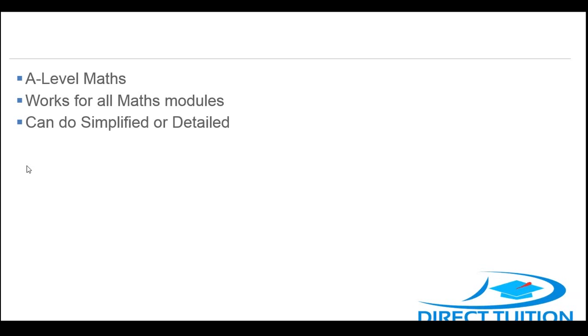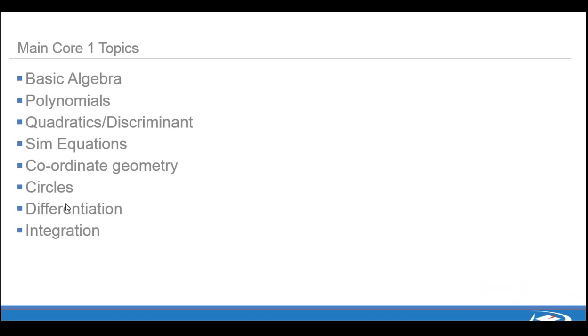If we analyse the Core 1 AQA syllabus, there's a number of topics we can break it down into. If we break it down to about 8 to 10 topics, I did that earlier and came up with these: basic algebra, polynomials, quadratics and discriminant, simultaneous equations, coordinate geometry, circles, differentiation and integration. So 8 topics, and we're going to put this into a spreadsheet.